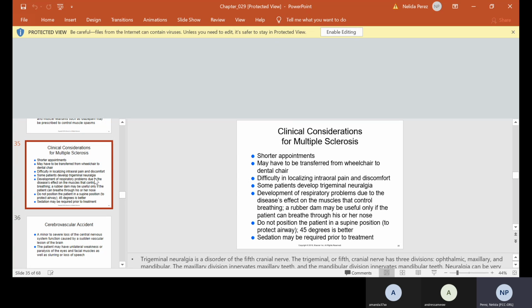We want to make shorter appointments; the patient may have to be transferred from wheelchair to dental chair. There is difficulty in localizing intraoral pain and discomfort. Some patients develop trigeminal neuralgia, and respiratory problems develop due to the disease's effect on the muscles that control breathing. A rubber dam may be useful only if the patient can breathe through his or her nose. Do not position the patient in a supine position, to protect the airway. 45 degrees is better. Sedation may be required prior to treatment. So those are all the clinical considerations.